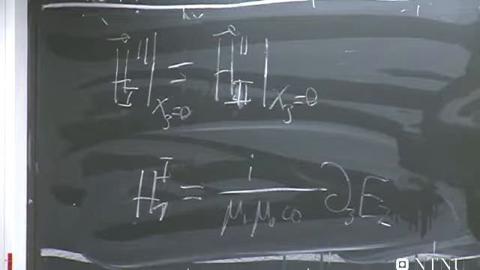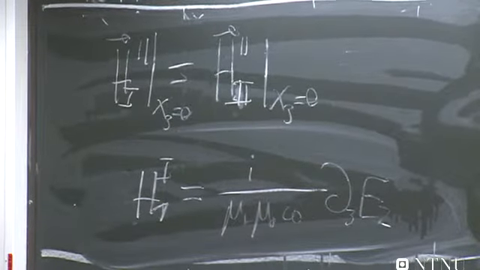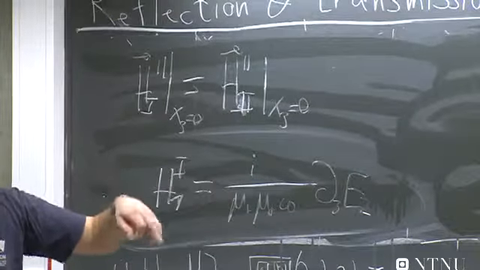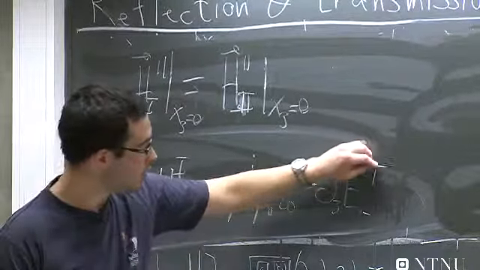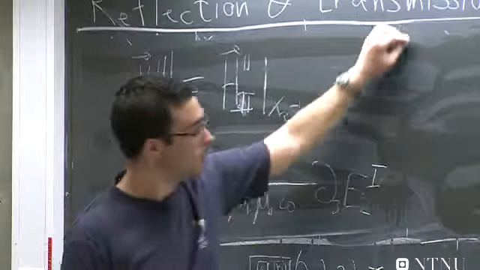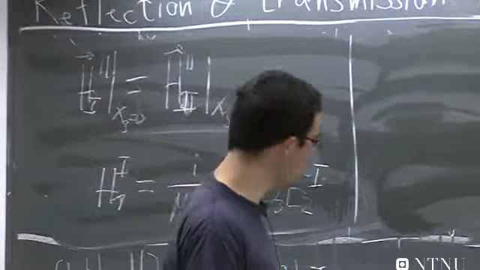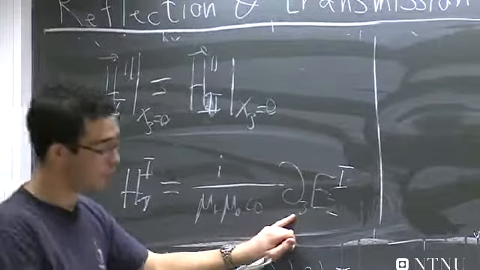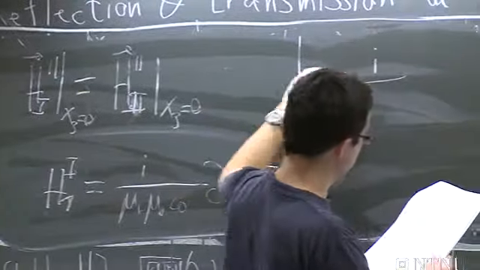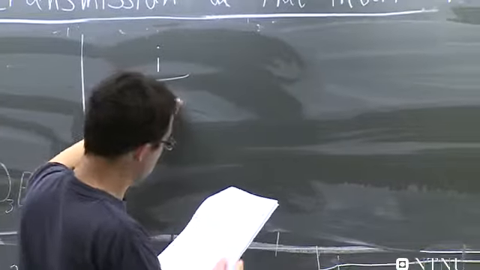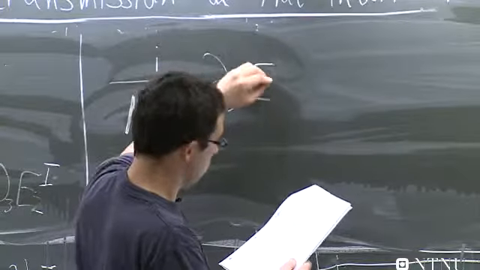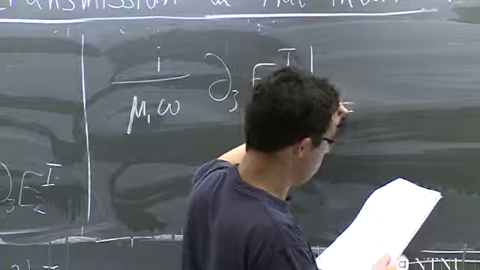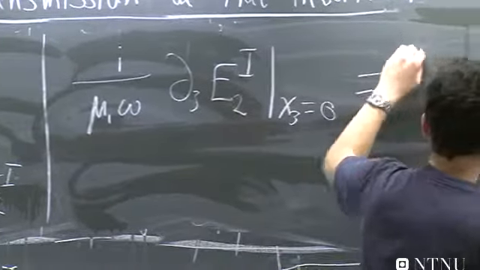And let's see. So if I insert this for medium 1 and medium 2, it's the same in medium 2, except I have 2 in both places. Then I get out that the normal derivative, in fact, is continuous, because this is a normal derivative. Okay, so i over mu 1 omega d3 e2 in medium 1 at x3 equal to 0. Same thing in the other medium.